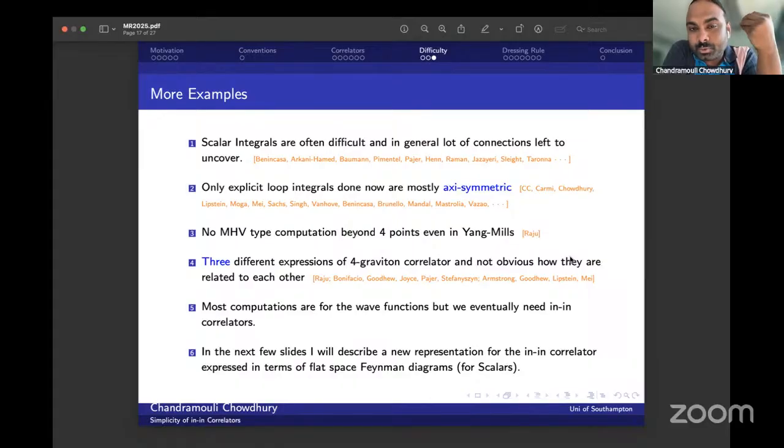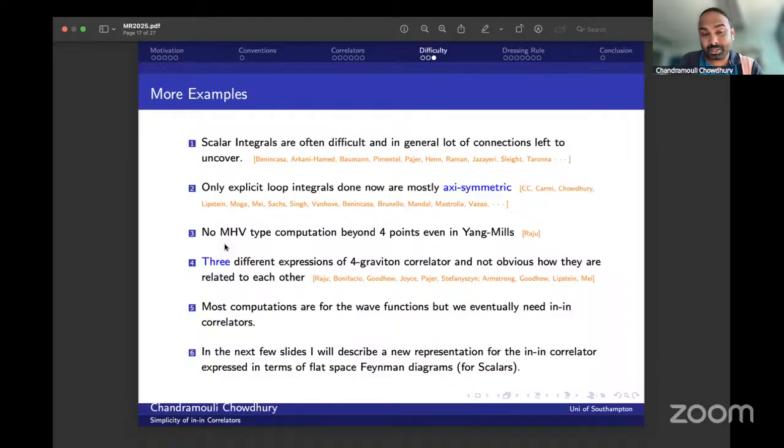And in fact, the situation is worse for spinning fields because in de Sitter, you don't have an MHV-like computation beyond 4 points in Yang-Mills theory. MHV just means that you sum over all channels in Yang-Mills and you substitute some values for the polarization tensors. It's even more ridiculous for the graviton because a priori you have 3 different expressions for the graviton correlator, and it's not obvious how these are related to each other. They are just 3 one-page long expressions, and sometimes half a page long, but it's not easy to see how you can go from one to the other.